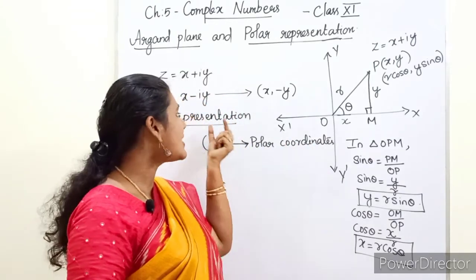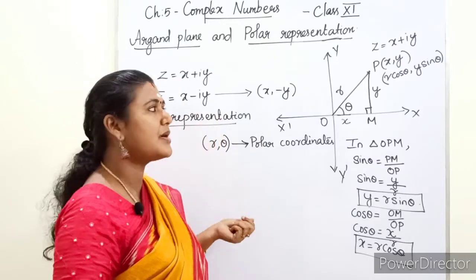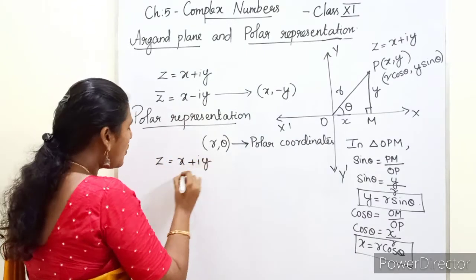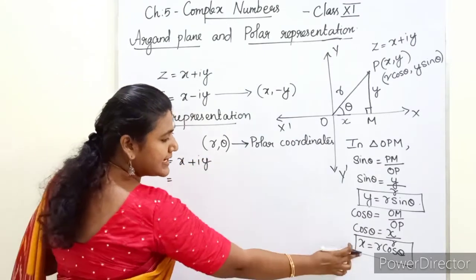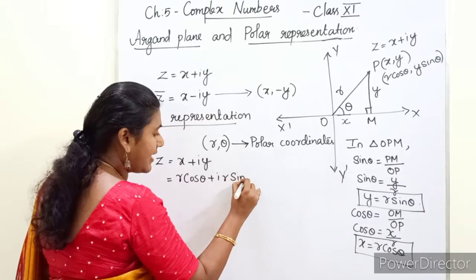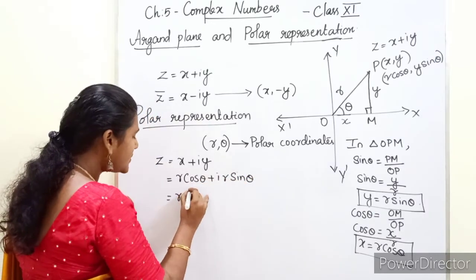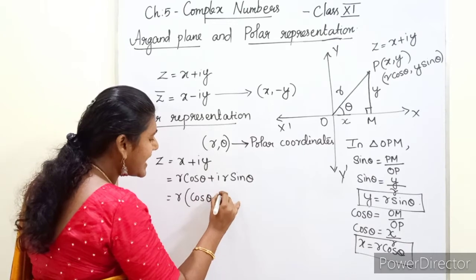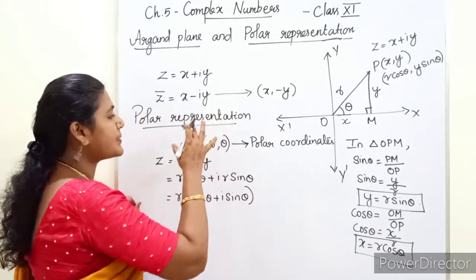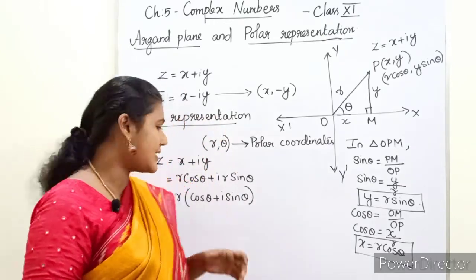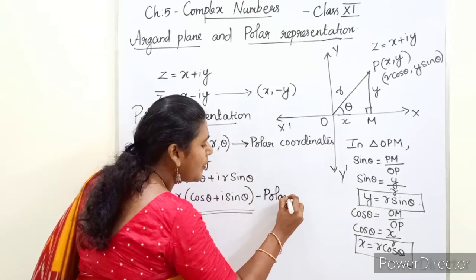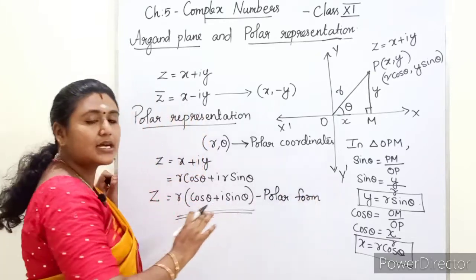Now what is the polar representation of a complex number? We will see now. Z is equal to x plus iy. So what is the value of x and y? We got x is equal to r cos theta and y is equal to r sin theta. From this we will take r common. So r into cos theta plus i sin theta. This representation is called the polar representation of a complex number. So r into cos theta plus i sin theta is called the polar form of a complex number.